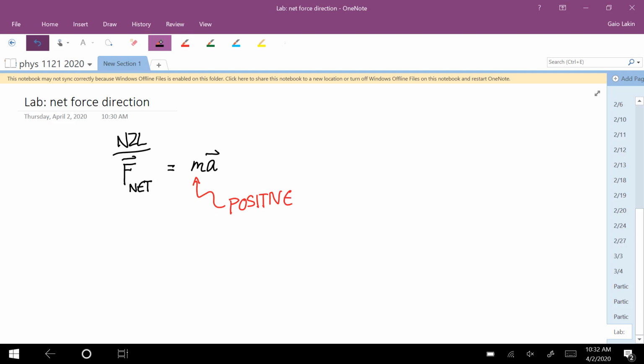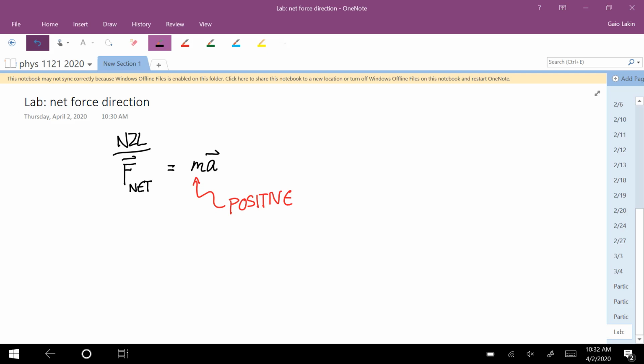think about what happens to the direction of a vector when you multiply it by a positive number. The magnitude changes based on the size of the number you're multiplying by, but the direction always stays exactly the same. And so what that says is whatever you can figure out about the acceleration of a body, the direction of the net force is exactly the same as that.